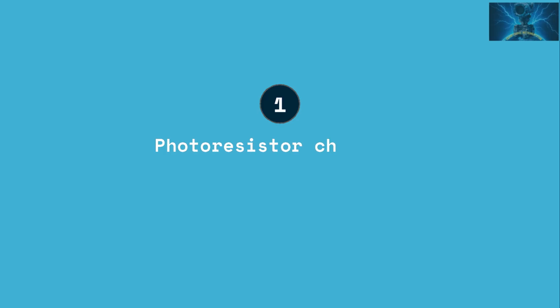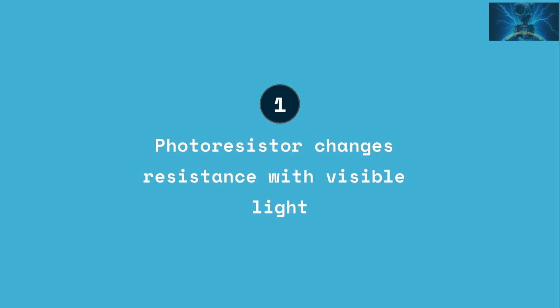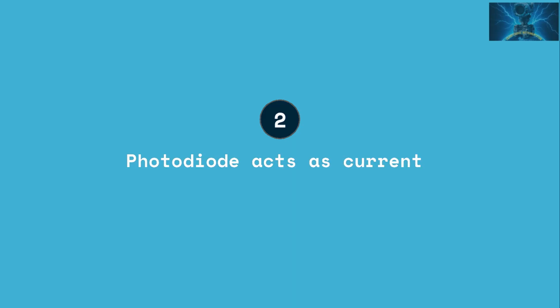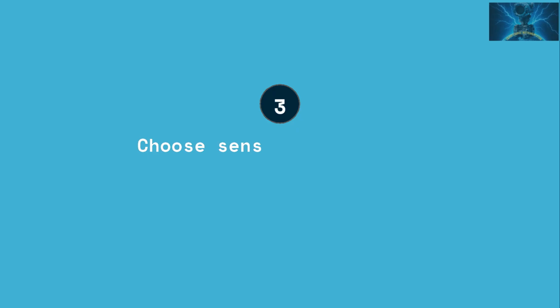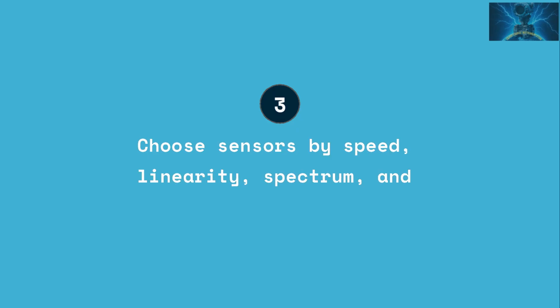Wrap up, what to remember. Photoresistor: resistance changes with visible light. Simple, but slow and nonlinear. Photodiode equals current source: fast, linear, and great with the right amplifier and filter. Choose by speed, linearity, spectrum, temperature stability, and compliance needs.